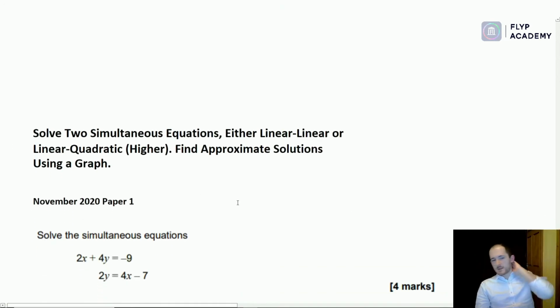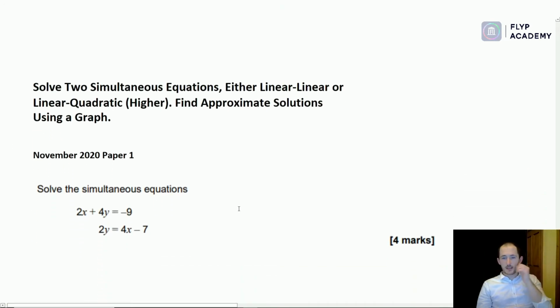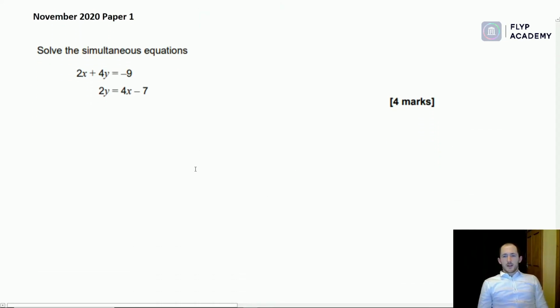So here we're going to be solving simultaneous equations. So you can either do linear, quadratic, or even use a graph. So there are a few different methods that you can do. One method is elimination, so where you make either the x's or the y's the same in both expressions and then add or subtract them.